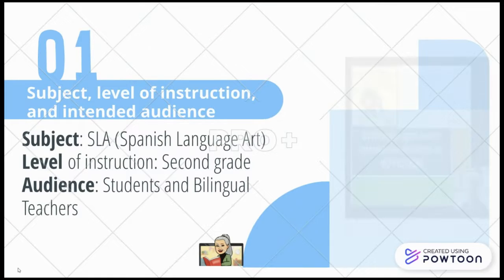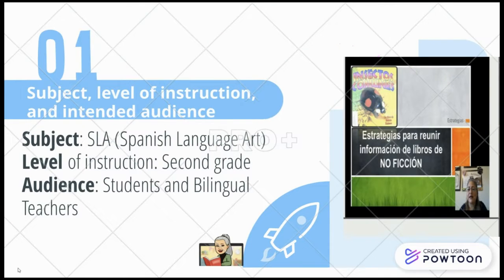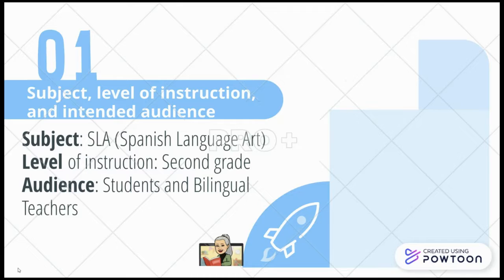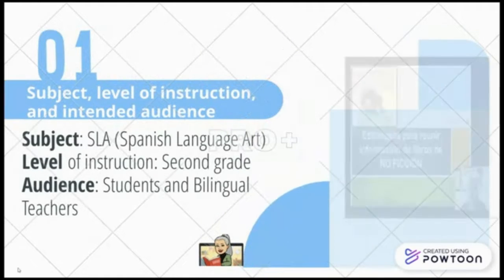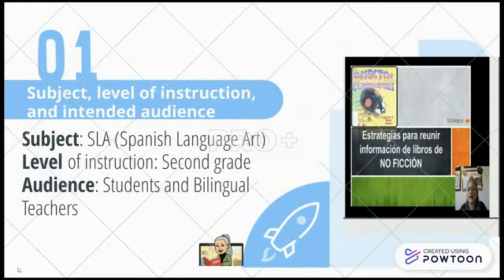Subject, Level of Instruction, and Intended Audience. The subject, SLA, Spanish Language Arts. Level of Instruction, 2nd grade. Audience, students and bilingual teachers.